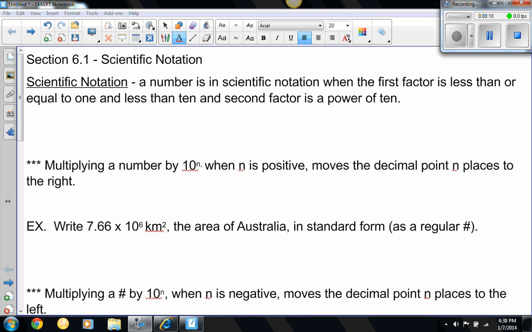So we went over this just a little bit last year. I don't think we covered too much, but we're going to get a little more detailed this year. So scientific notation: a number is in scientific notation when the first factor is greater than or equal to 1 and less than 10, and the second factor is a power of 10. And you might be thinking, what? If you don't remember what scientific notation is, I'm going to get to it here in a minute.